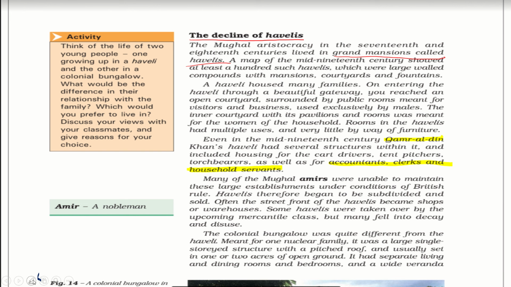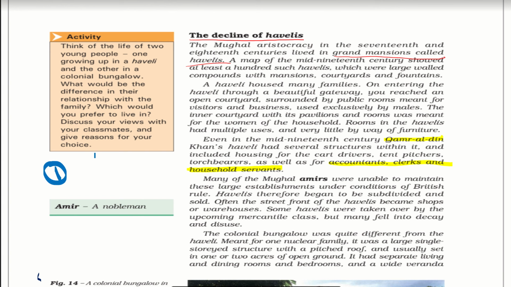Now let's get to the next thing. Even after subdividing and selling them, a lot of Havelis came into decay and disuse. They were not used properly. Now let's go to the colonial bungalow. It was quite different from the Havelis. It was meant for one nuclear family.